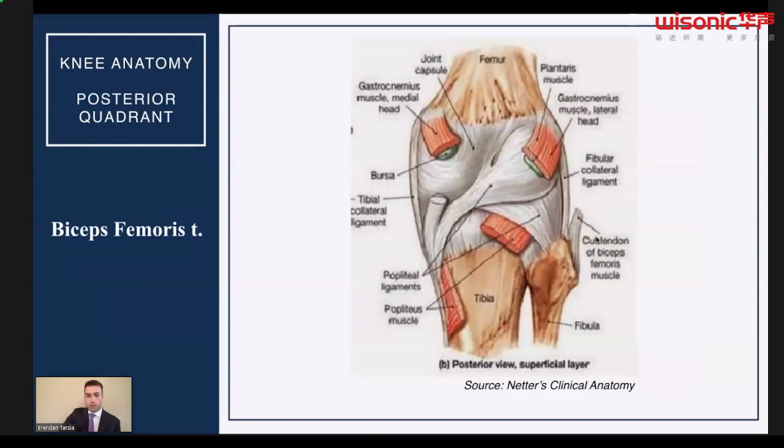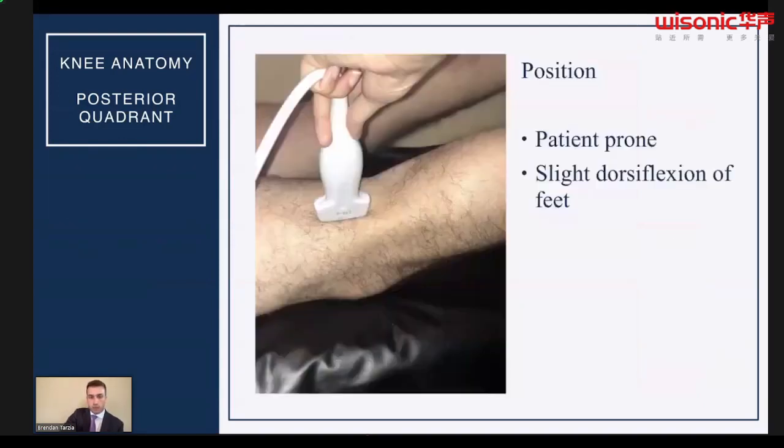So you can see it right here, that the biceps femoris tendon is going to just attach to the fibula, which is why we can see it in that lateral. So to do it, again, this is going to be the change.